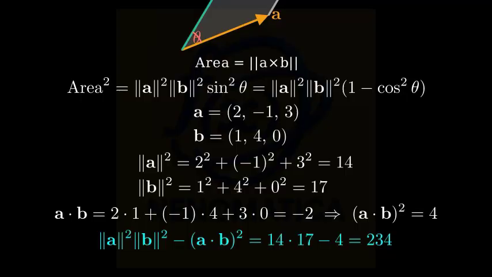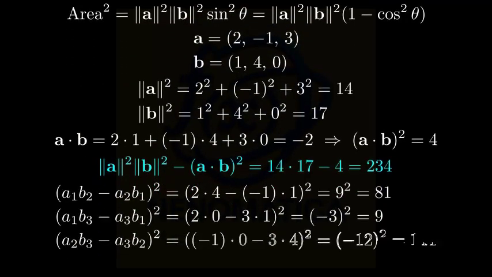Now, the right side with the 2 by 2 determinants. We take all pairs i less than j. For i equals 1, j equals 2, 2 times 4 minus -1 times 1 equals 9. Square gives 81.